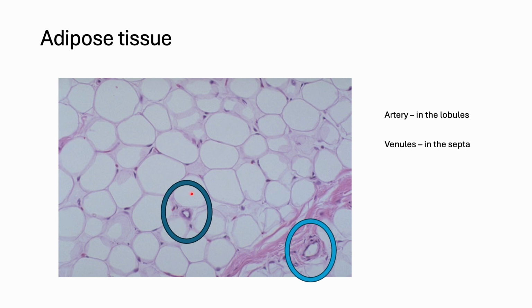So if there is a problem in the artery, then the entire tissue is ischemic, meaning the problem will affect both the septa as well as the lobule. But if the lobule is okay, but the septa is diminished, you will still see enough oxygen supply and blood supply in the lobules, and the pathology only affects the septa. So that is the general idea of the adipose tissue blood supply.